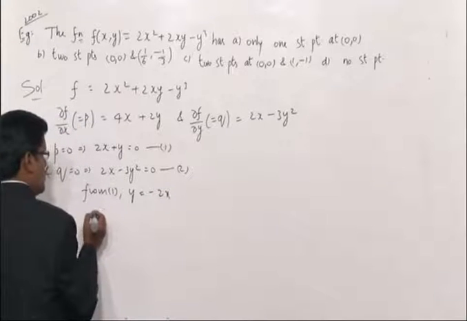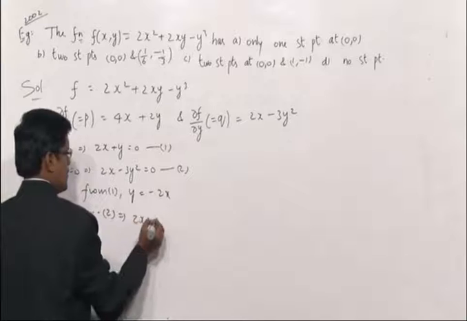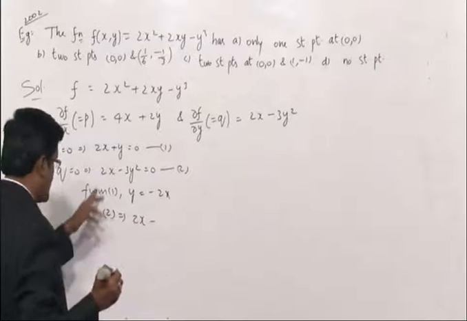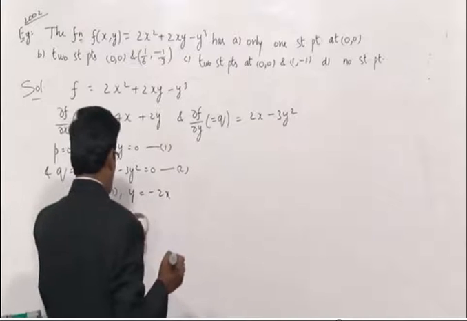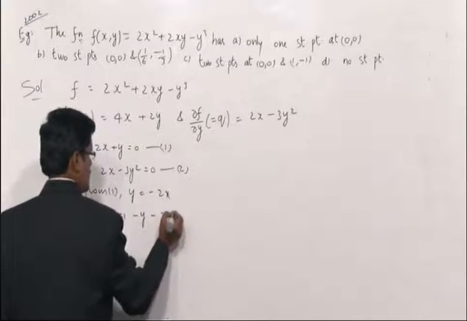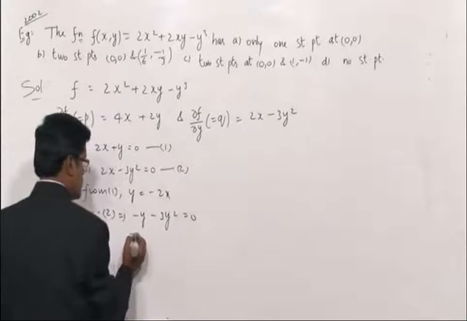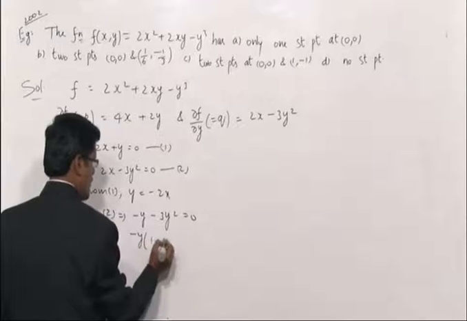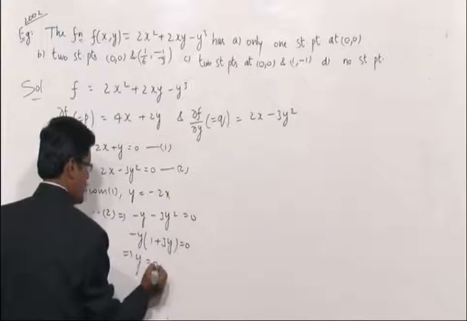So therefore, in 2, substitute this y value. You can write directly here: minus 2x is equal to y, means 2x is equal to minus y, minus 3y square is equal to 0. Instead of substituting y here, I substituted 2x is equal to minus y. So minus y is common, 1 plus 3y is equal to 0, which implies y values are 0 and minus 1 by 3.